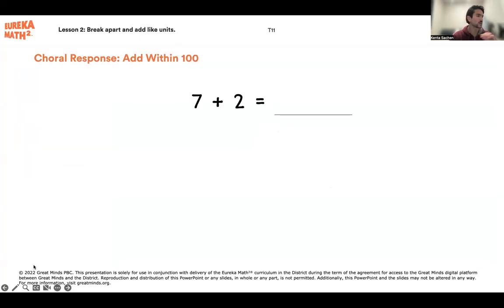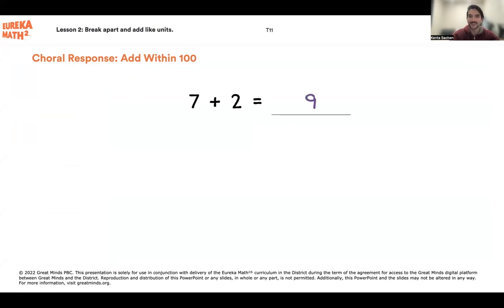So here's our first problem, 7 plus 2. I'll give you a moment to think about it, and we're all going to answer it together, okay? 7 plus 2, ready? 7 plus 2 is 9. Awesome, right? 7 plus 2 is 9.